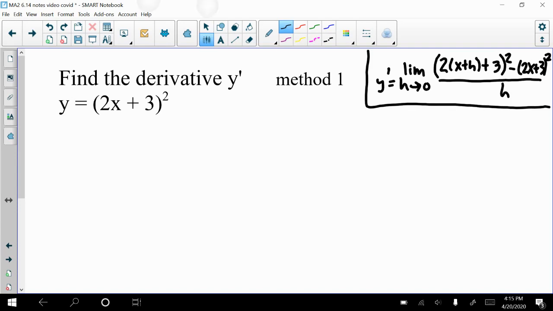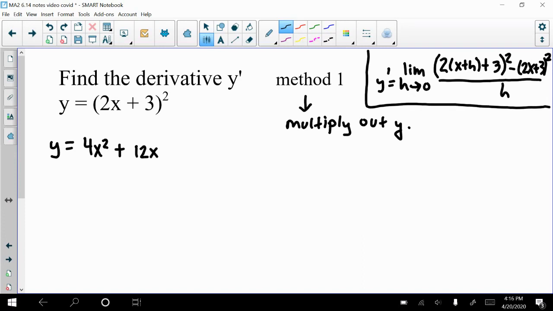Okay, so method one, before you learned the product rule, would have been that you just multiply this out and then take the derivative. So that it wouldn't be a product anymore. So that would mean y equals, and you would just square out this binomial, right? So that's going to give the first term squared, 2x squared, which is 4x squared, added to multiplying both terms together and then times 2. So 2 times 2x times 3, which would give you 12x. And then plus the last term squared, which is 9.